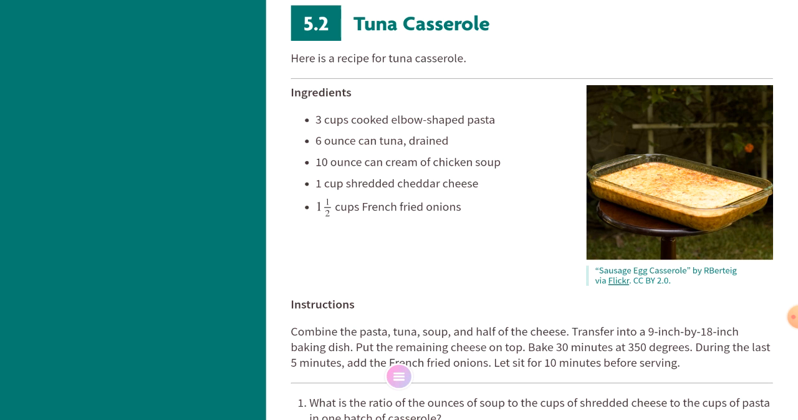Page 37, 5.2, tuna casserole. Says, here's a recipe for tuna casserole. 3 cups of cooked elbow-shaped pasta, 6-ounce can of tuna drained, 10-ounce can of cream of chicken soup, 1 cup of shredded cheddar cheese, and 1.5 cups of French fried onions.